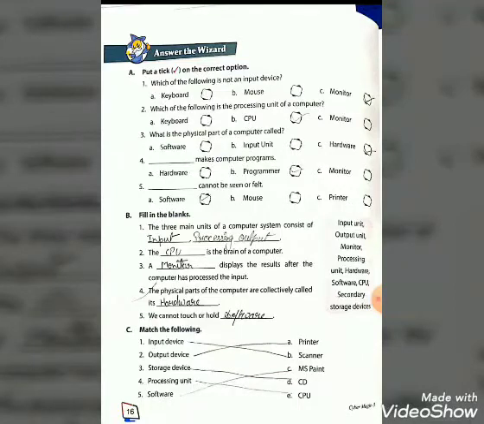Now the next question, question number 2. Which of the following is the processing unit of computer? Here options are given. A, keyboard, B, CPU, C, monitor. Processing unit of a computer is CPU. Your answer is CPU, Central Processing Unit.